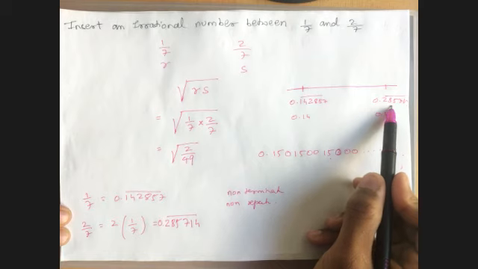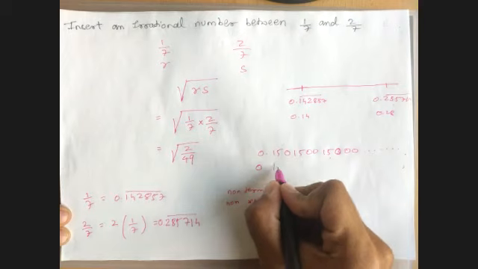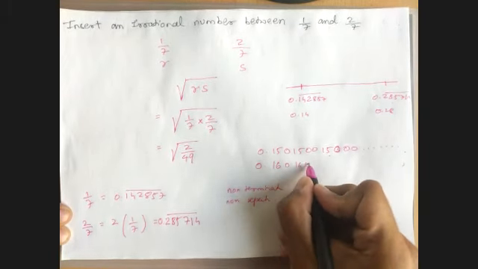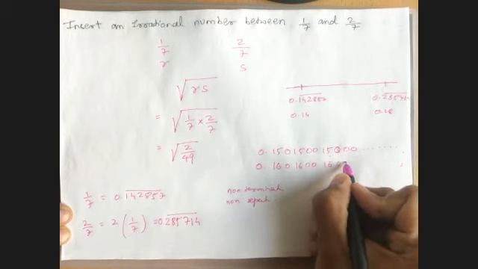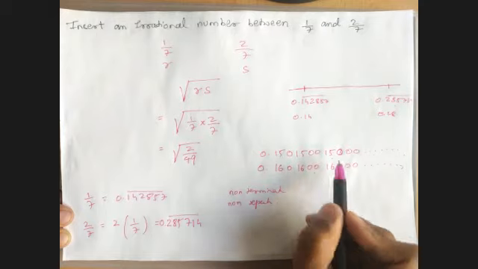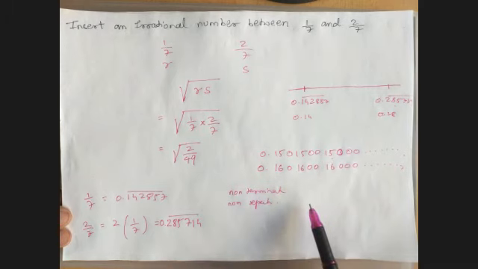Okay. So let me consider adding one more number. I'll consider 0.16. I'll again use the same technique: 0.16 0 0 1 6 0 0 0 and dot dot dot. So you can add infinite irrational numbers in between. So this is a small technique which you can use.